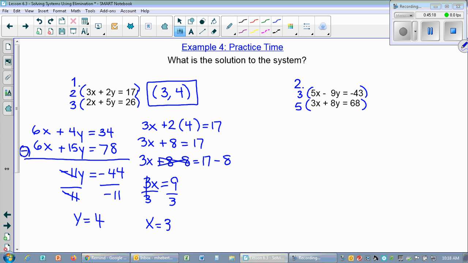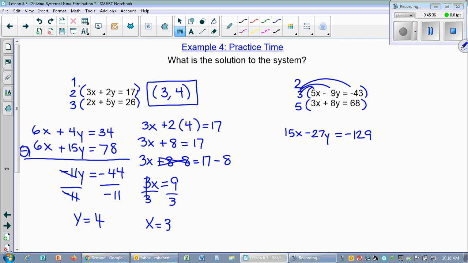So I'll multiply everything on the top by 3. So 3 times 5 is 15x. And 3 times negative 9 is negative 27y. And 3 times negative 43 is equal to negative 129.